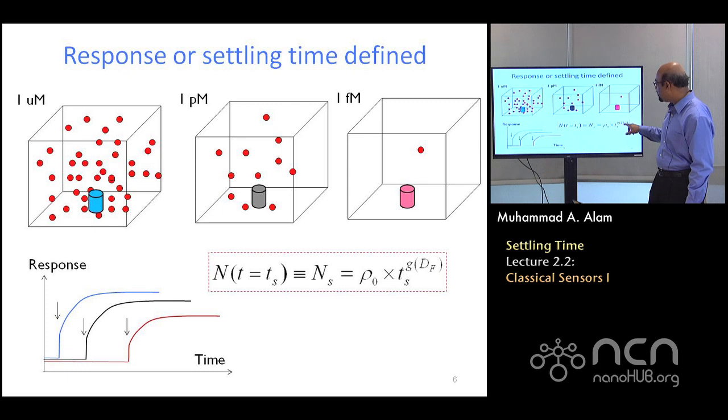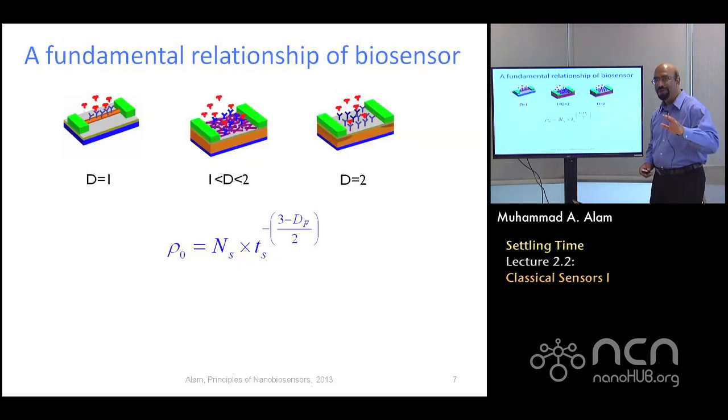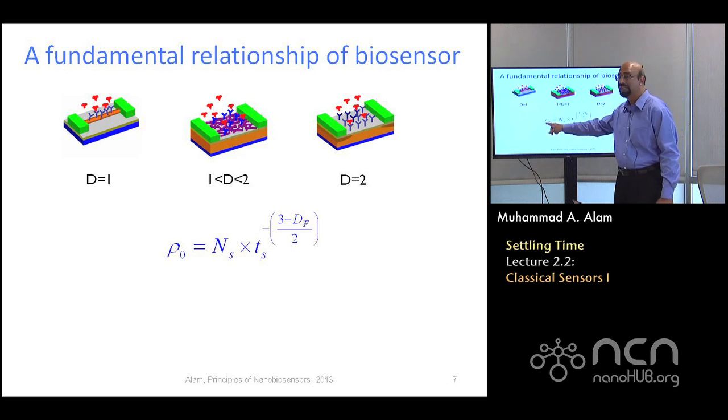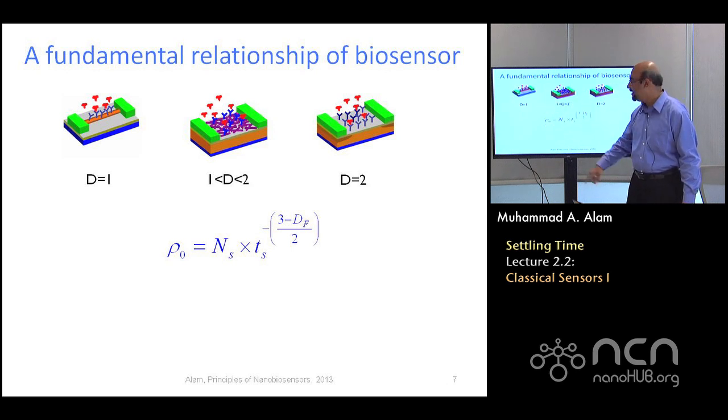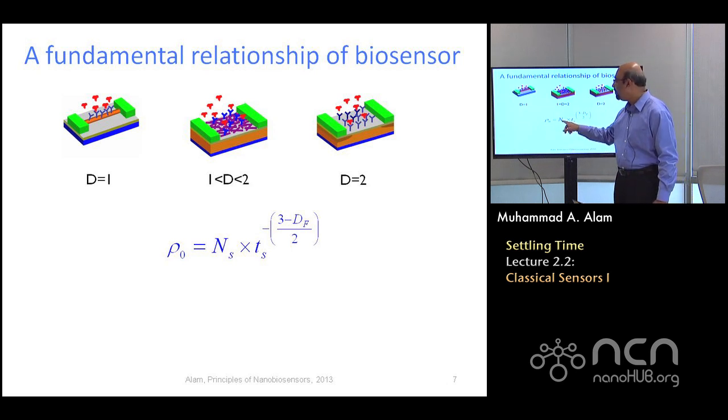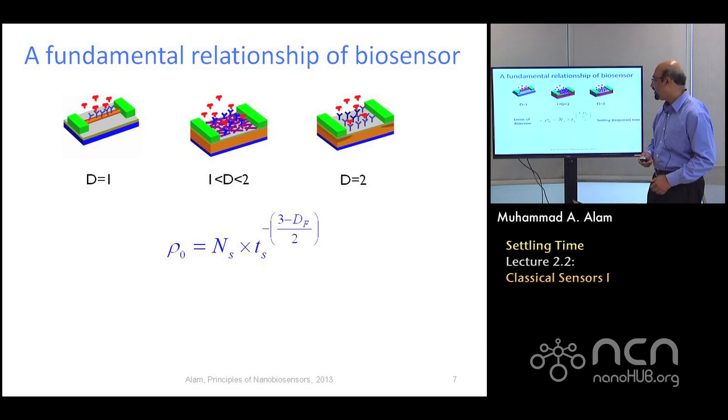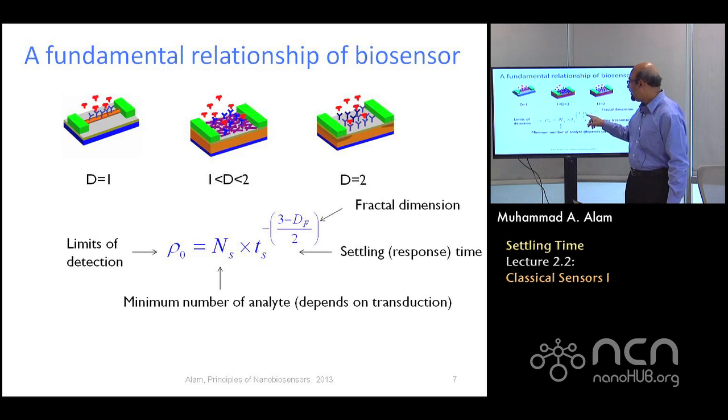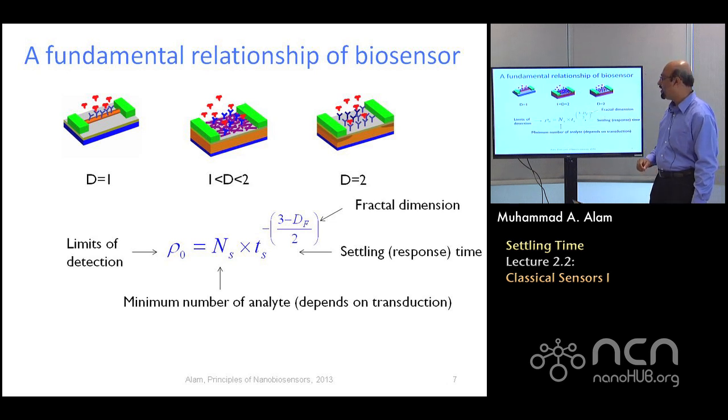Now, what about this shape of the fractal surface? So I'll begin with the answer, and then I'll show you how we get to the answer. And the answer simply is the lowest limit any sensor can detect, a certain number of analyte, is given by the number of molecules that you need to activate the sensor, and it is defined by how long you are willing to wait and the fractal dimension of the surface itself.